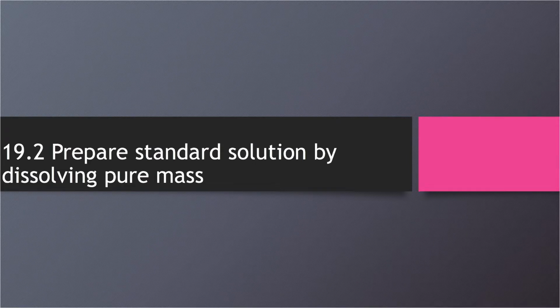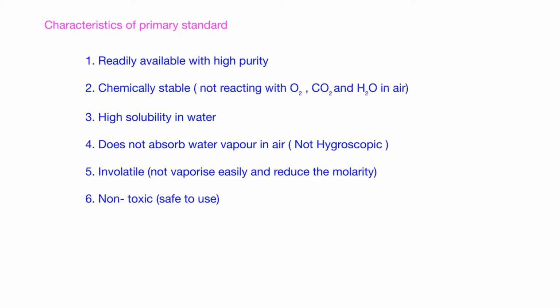In this video we're going to talk about preparing a standard solution, and the method that we're using this time is dissolving a pure solid. Before we talk about how to prepare standard solutions, first of all, you have to note the characteristics of a primary standard. First of all, it has to be readily available, that means easy to obtain. And also it should have a very high purity. That means it shouldn't have other kinds of impurities in it.